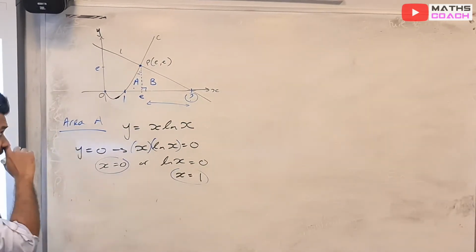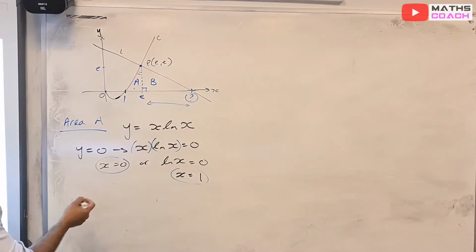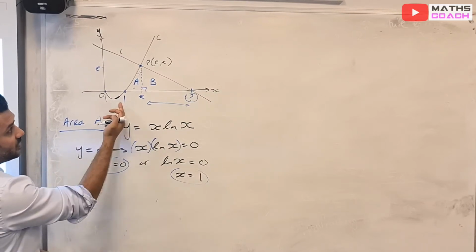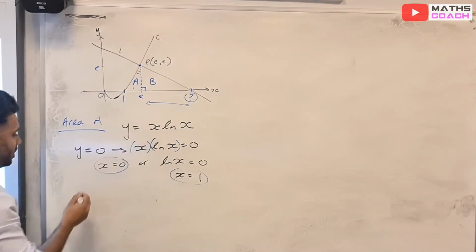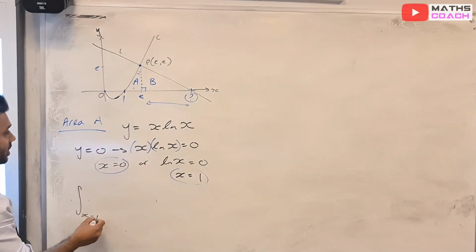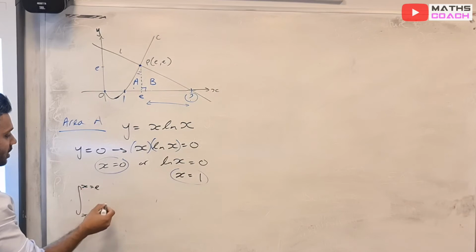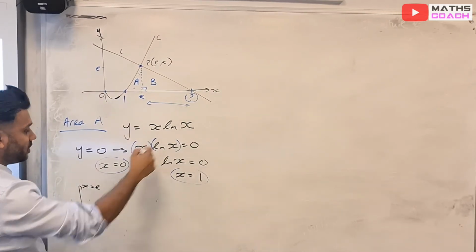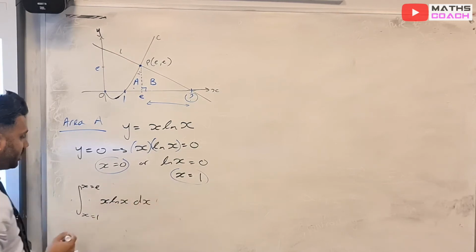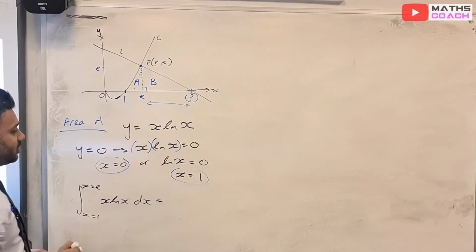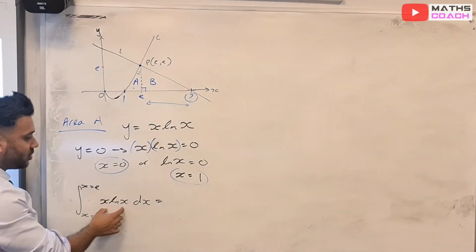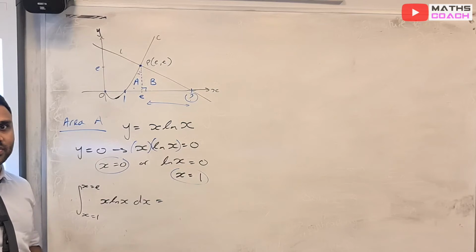Okay, so now we are ready to work out the area of A. The area of A is underneath the curve C, bounded between x equals 1 and x equals e. So it will be an integration between x equals 1 and x equals e of the equation for C, which is x ln x dx. And performing this integration will give you the area underneath the curve. Now, what type of integration is this? Obviously it's a product of two functions, and that needs to be tackled through integration by parts.